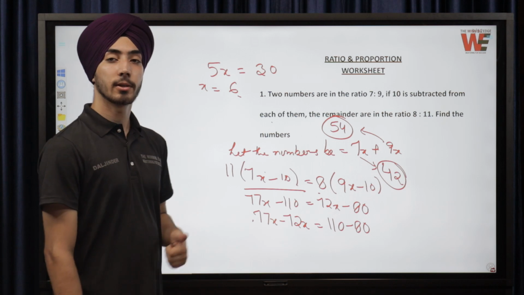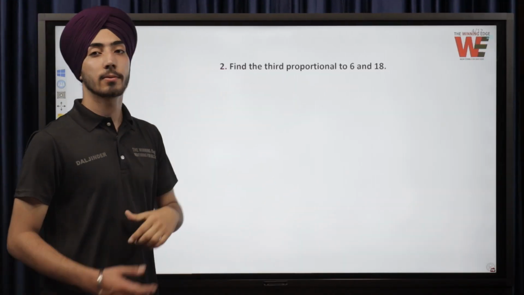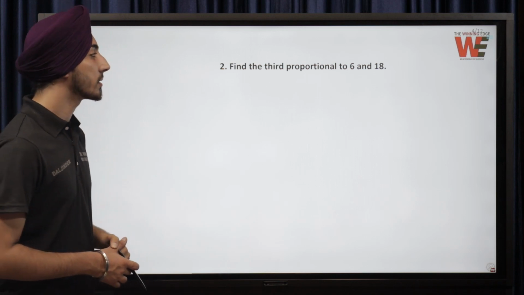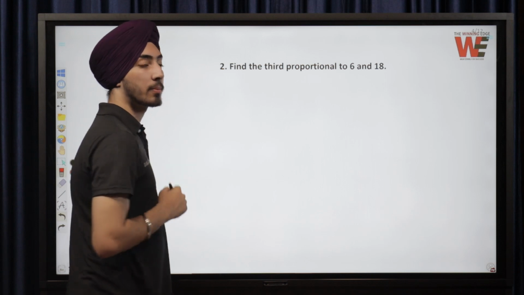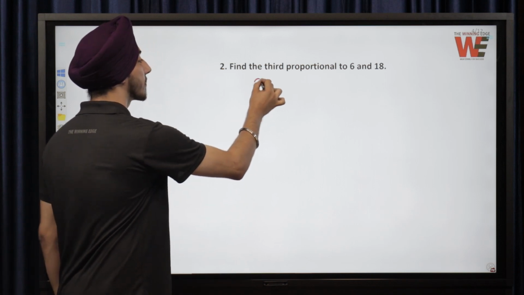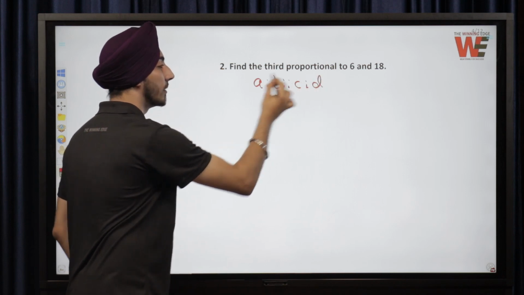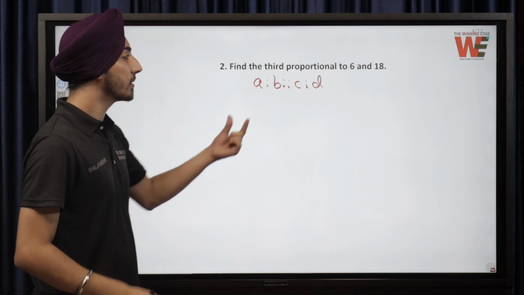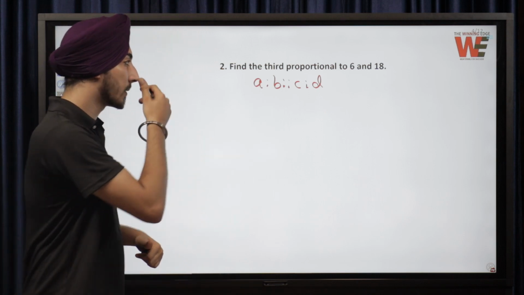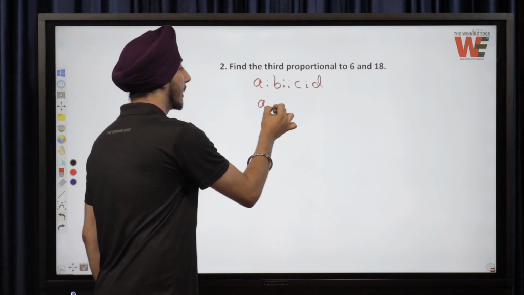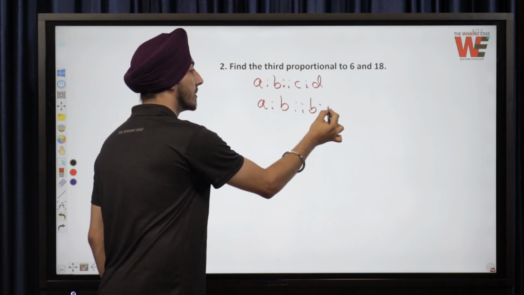Now let's look at question number 2. It says find the third proportional to 6 and 18. Let's understand the meaning of third proportion. We studied the properties of proportion and saw that basic proportion can be written as A is to B proportionate to C is to D. But here we have only two numbers and it is asking us the third proportion. So what do we do in this case? We write it down as A is to B proportionate to B is to C.